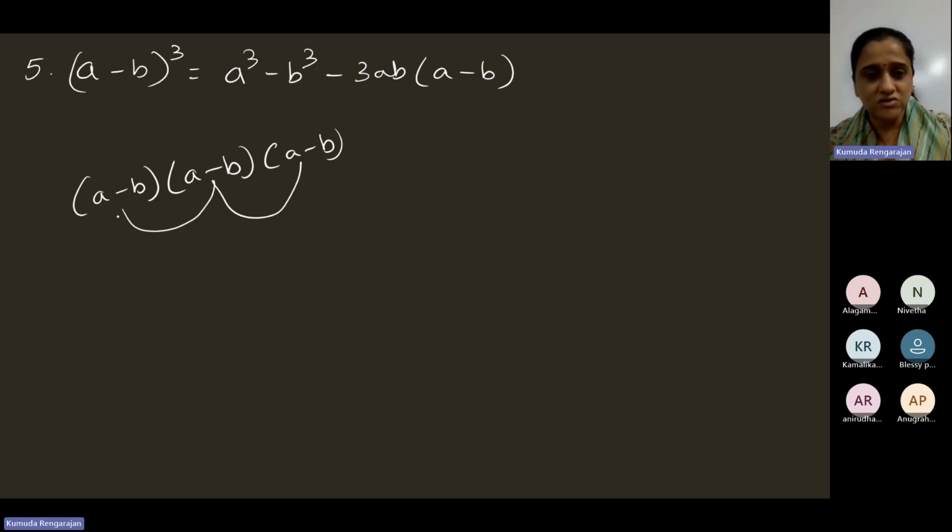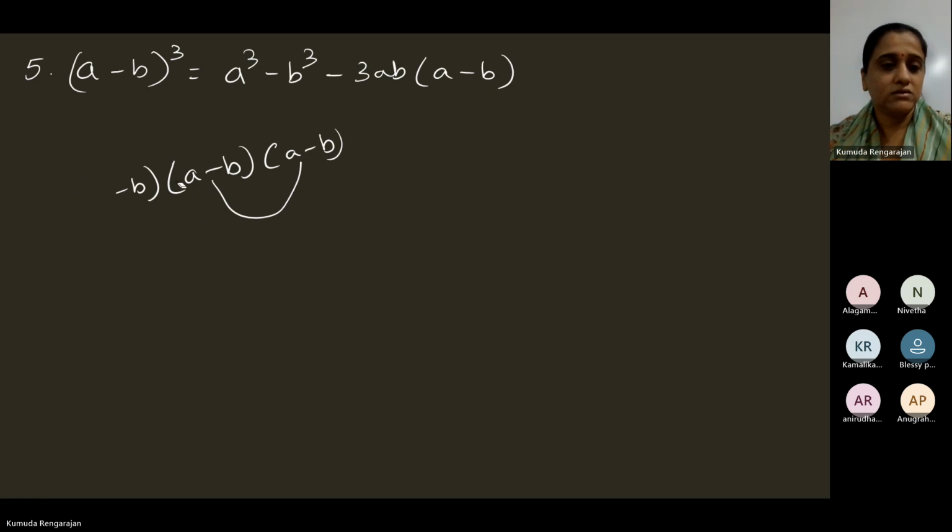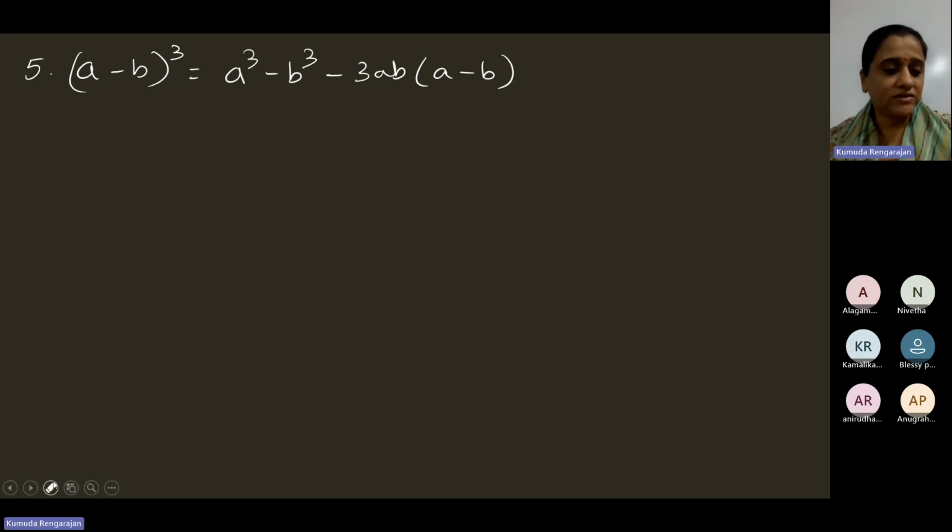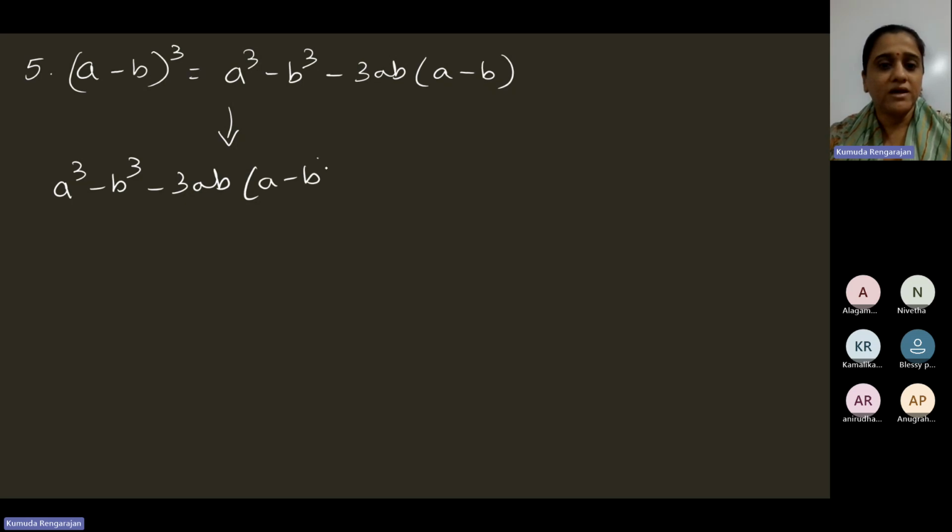This multiplication we've learned in 8th standard. When you find that product, this is what you will get: minus 3a square b plus 3ab square. When you take out common, this is how it looks. So now writing this identity the other way, the same identity: a cube minus b cube minus 3ab into (a minus b) is equal to (a minus b) the whole cube.